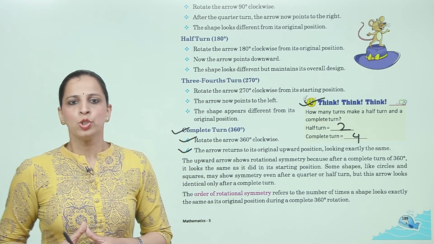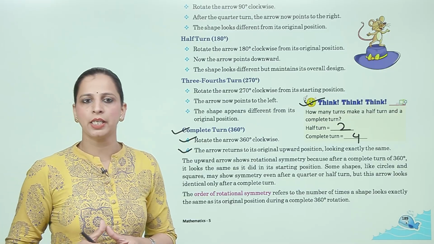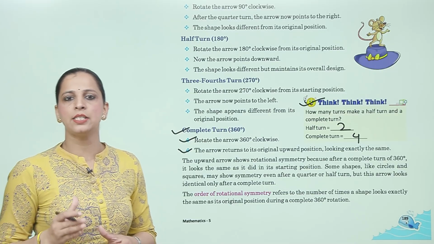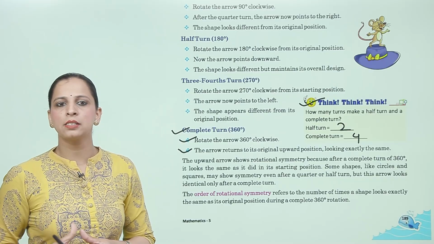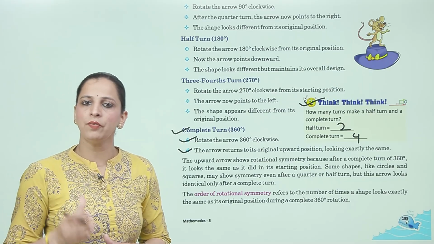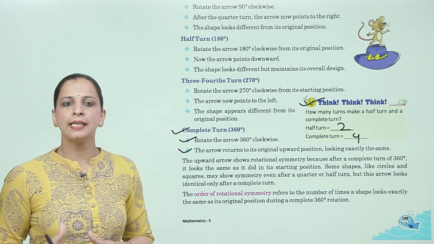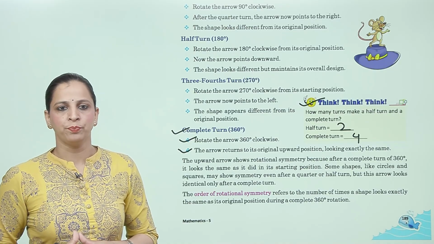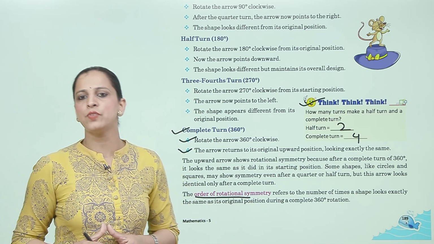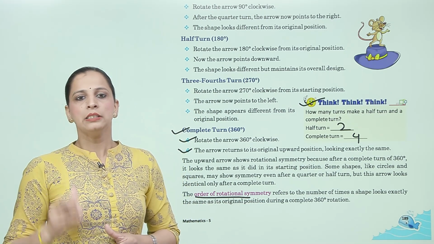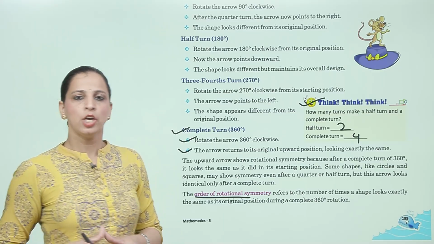The upward arrow shows rotational symmetry because after a complete turn of 360 degrees, it looks the same as it did in its starting position. Some shapes like circles and squares may show symmetry even after a quarter or half turn, but this arrow looks identical only after a complete turn. The order of rotational symmetry refers to the number of times a shape looks exactly the same as its original position during a complete 360-degree rotation.